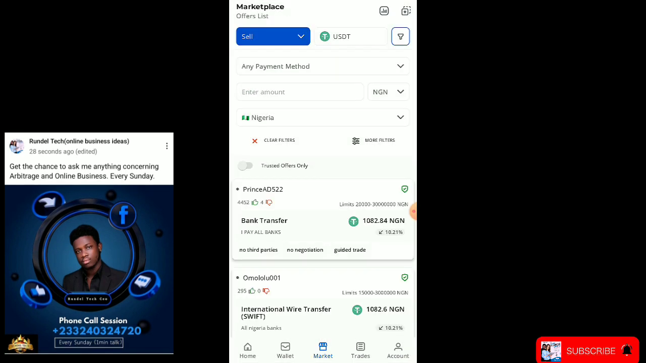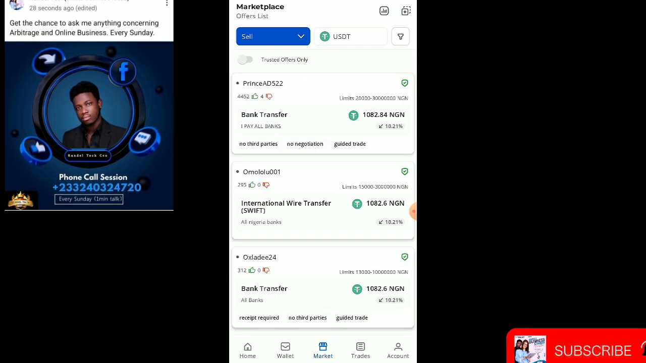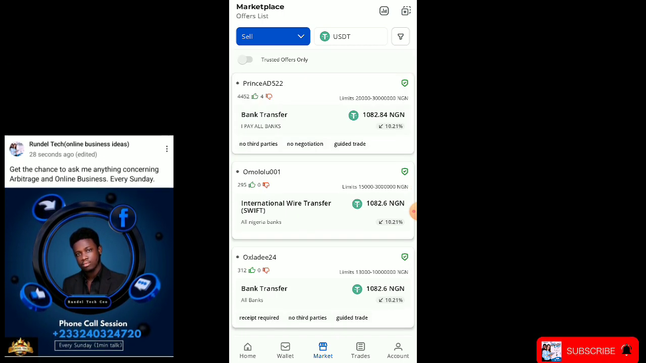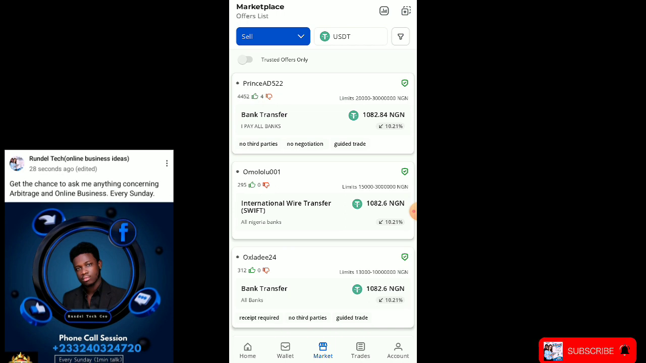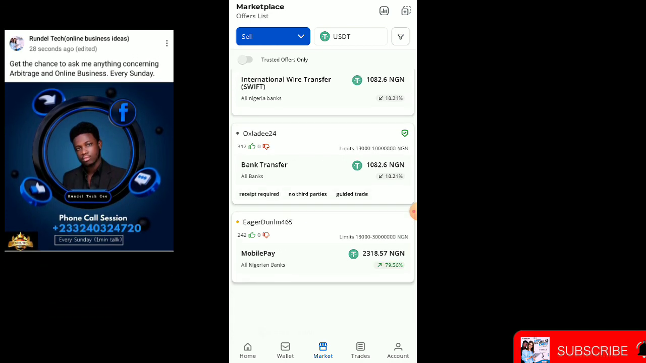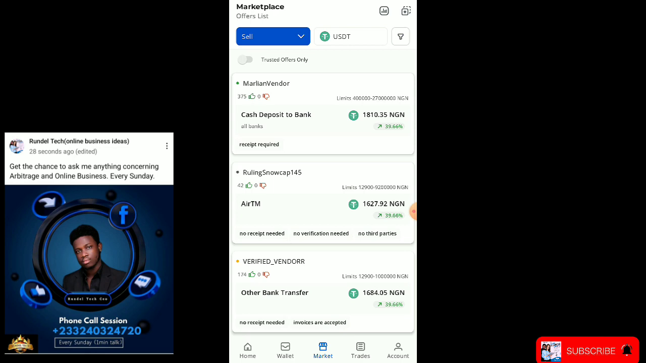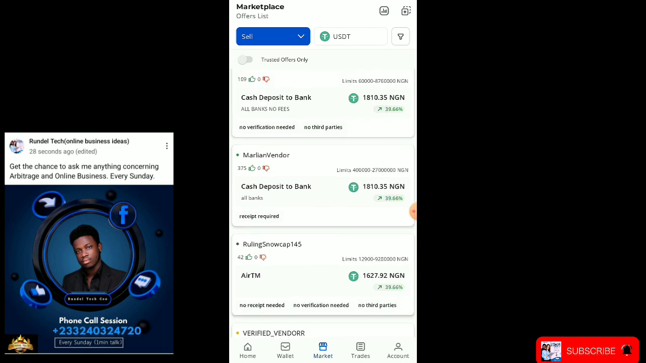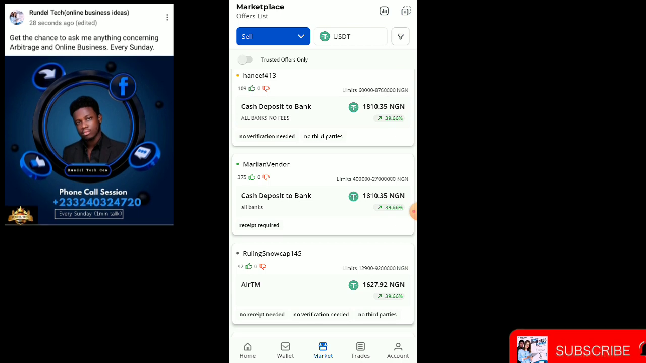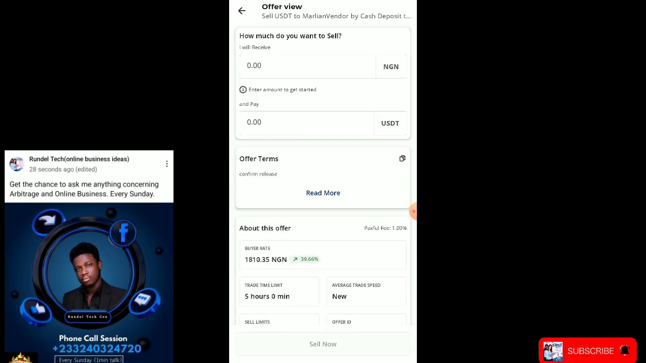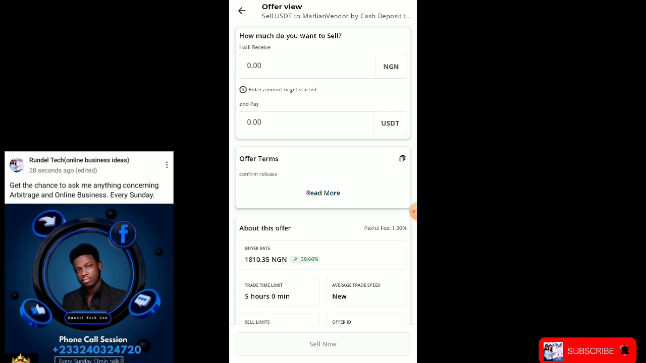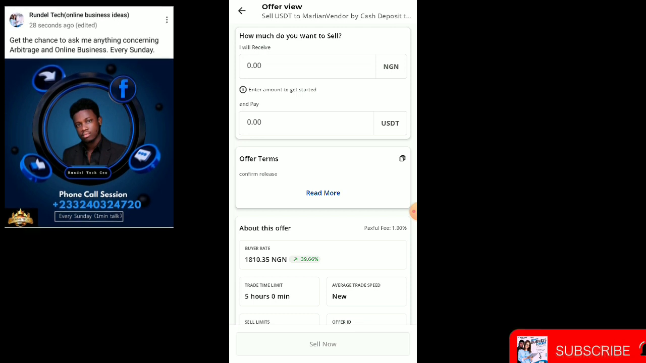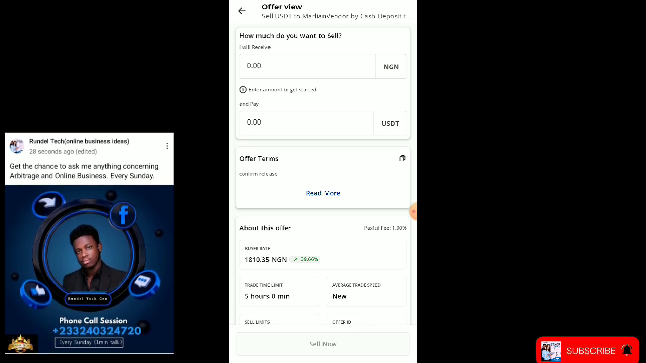Nigeria, yeah. So I'll click on this for it. Since I bought one USDT for 1,121, I have to sell it to someone who will buy it for more than 1,121. So I can search for customers over here. This person wants to buy at 1,810. So imagine I bought at 1,121 and I'm selling at 1,810. How much profit am I making?